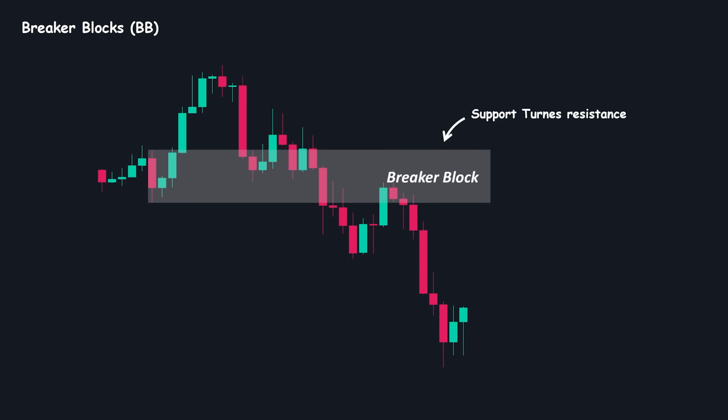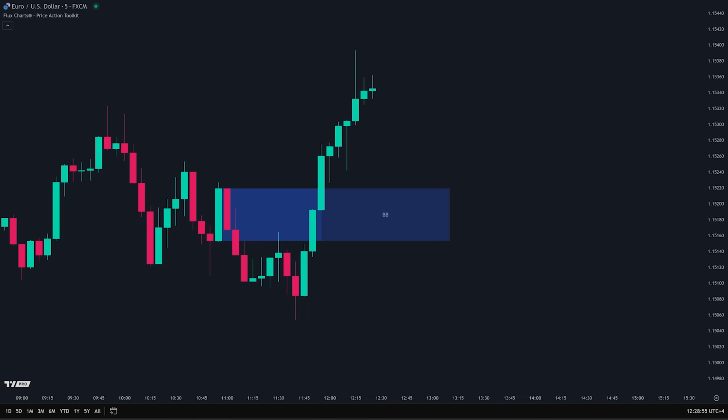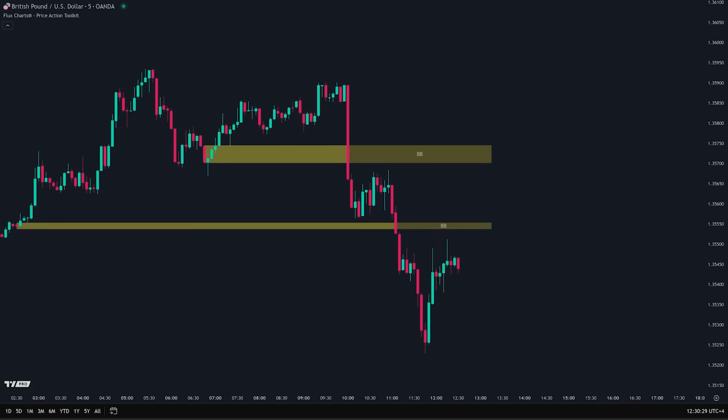Now, if we go back to the chart, we can see that the indicator marks these failed order blocks as breaker block zones. This helps traders identify areas where a shift in market structure has occurred. Just like with order blocks, determining the win rate of breaker blocks requires extensive backtesting. These areas may not always result in a reaction, but when they do, they can offer high-probability trade setups.